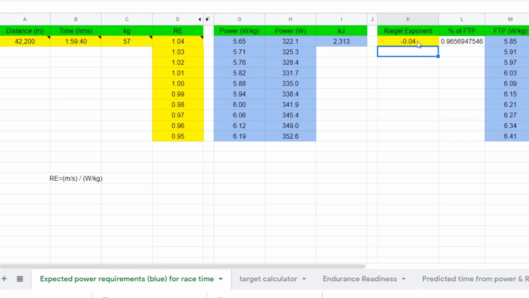And if we use that same Riegel exponent, minus 0.04, it's the same percentage of FTP he'd be running at, but because of the running effectiveness requiring higher power, his FTP would be somewhere in the low sixes, 6.03 to 6.09 watts per kilogram. That's with the Stryd version. So hopefully this gives you an idea of what Eliud Kipchoge actually did.